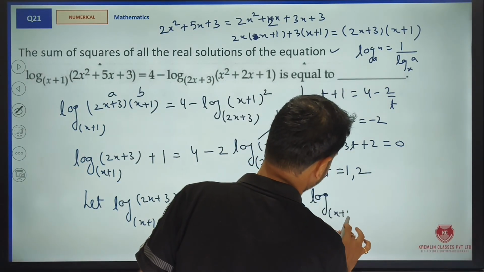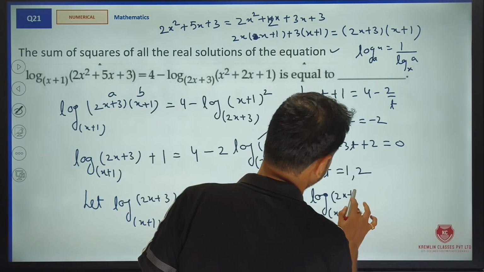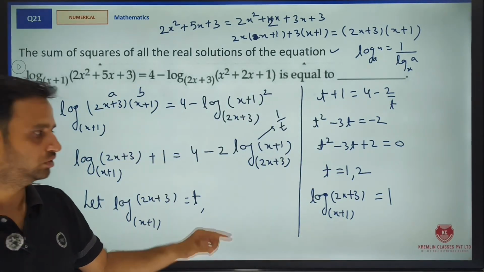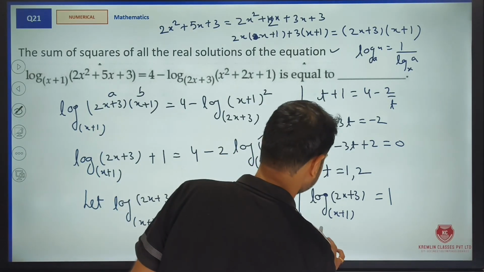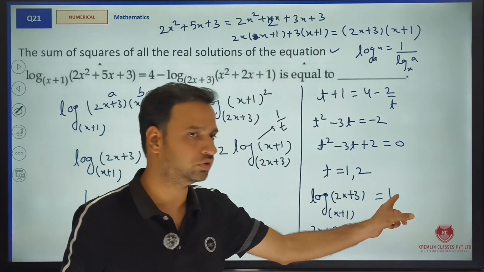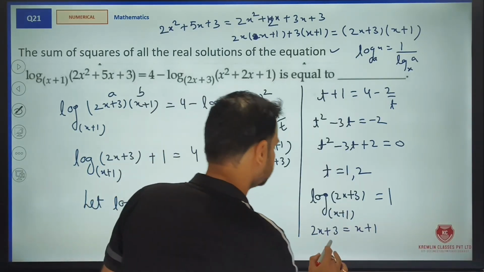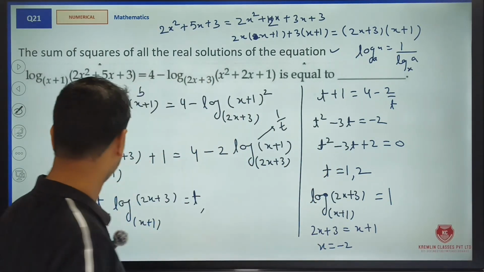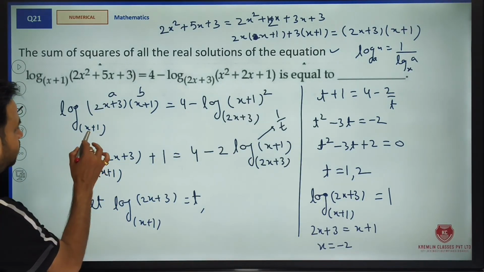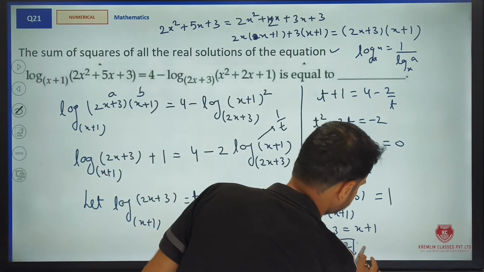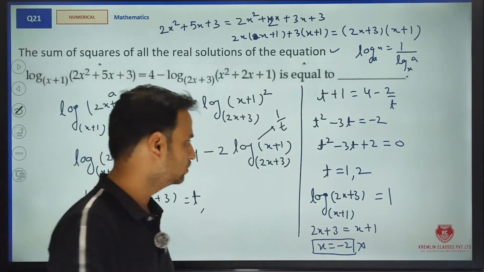So we can find out the solution here: log of 2x plus 3 base x plus 1 equal to 1. We have to check the solution again also, otherwise there are chances of getting it wrong. By the property of log, this will be x plus 1 power 1. So here x equals minus 2. When we put x equal to minus 2, anywhere, the log becomes negative. So this answer is not acceptable to us.